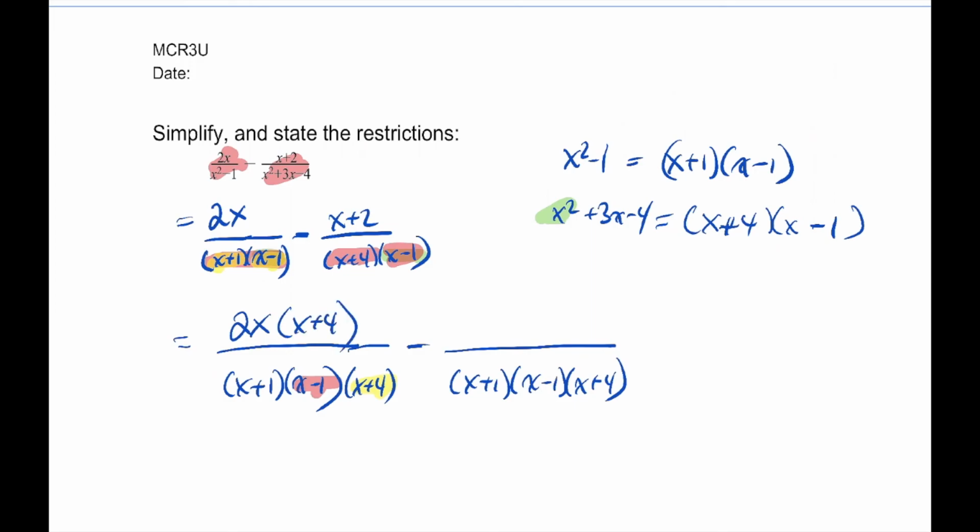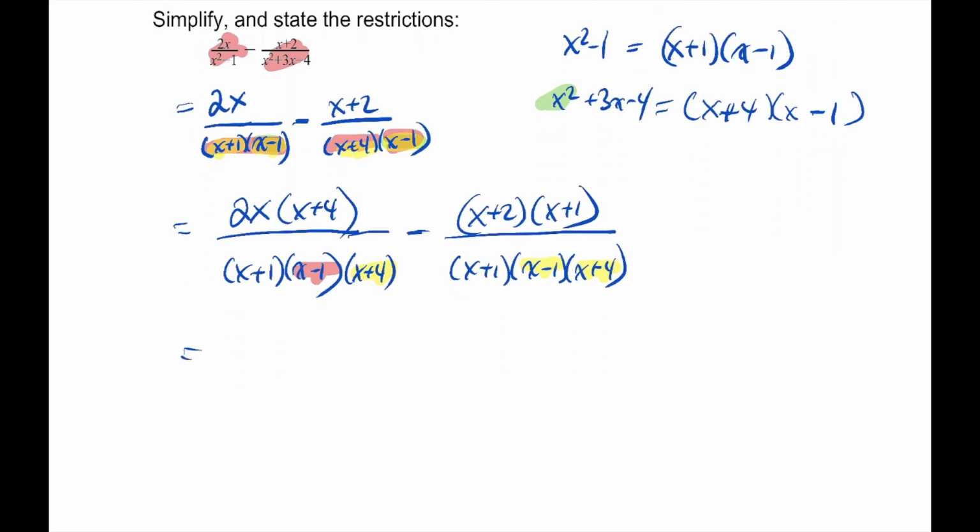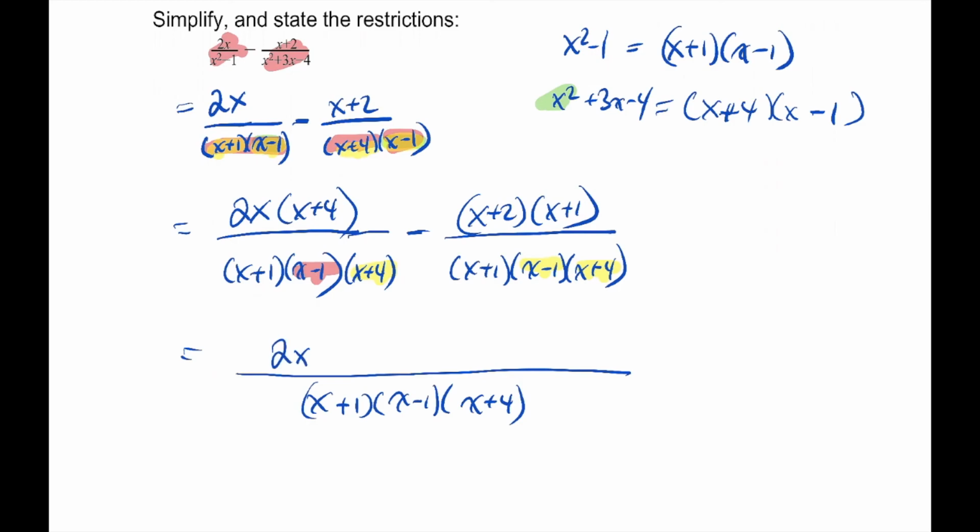And the other fraction, I already have an x plus 4 and an x minus 1, so I have to multiply by an x plus 1. Now I'm going to save myself a lot of work and work everything over my lowest common denominator, which is x plus 1, x minus 1, x plus 4. So now I'm going to expand the numerators in two separate steps. So here 2x times x is 2x squared. 2x times 4 is a positive 8x.